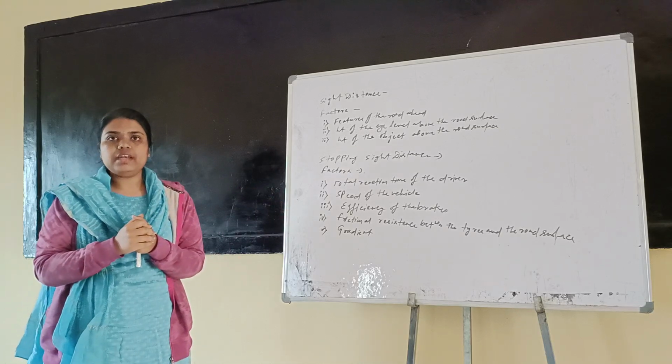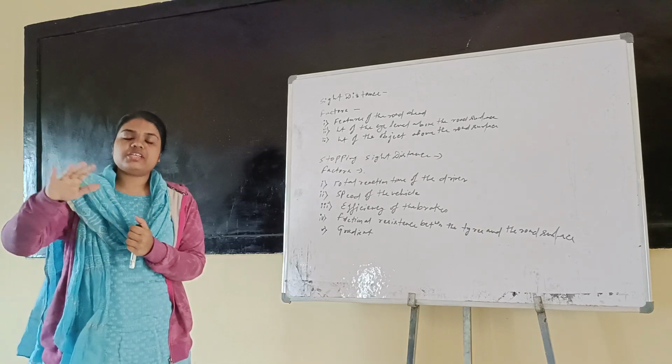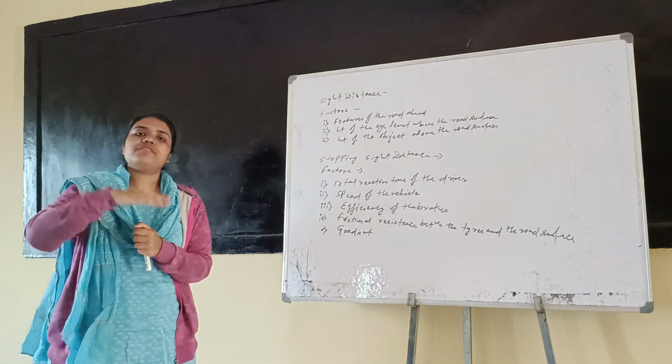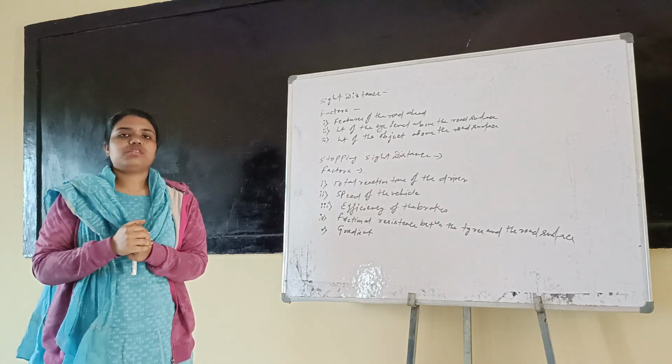Last one is the gradient, and in gradient we have the rise or fall of the road conditions, that is 1 in n, that is the number of vertical rise and fall with respect to n units of horizontal units. So this much about today.